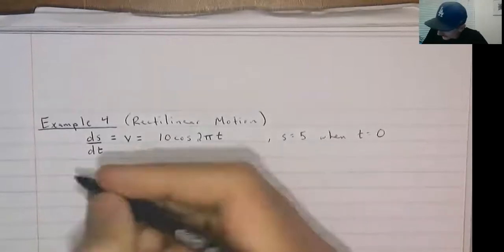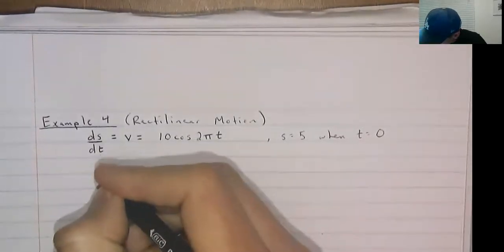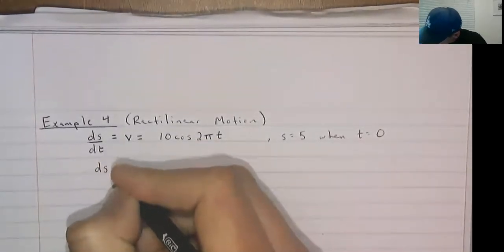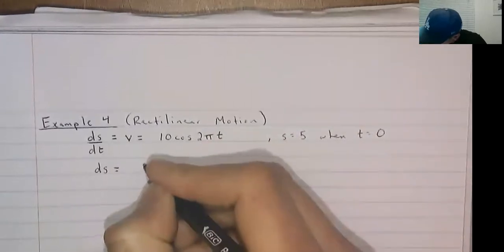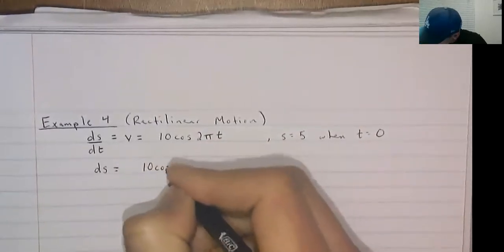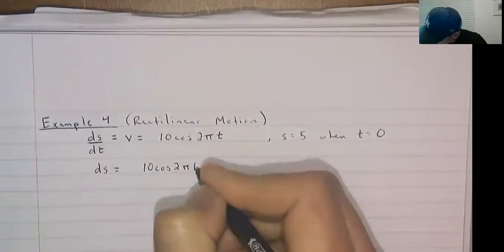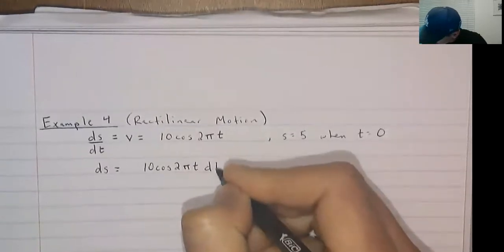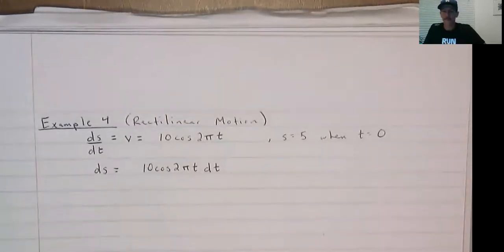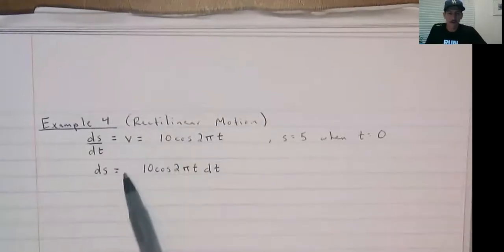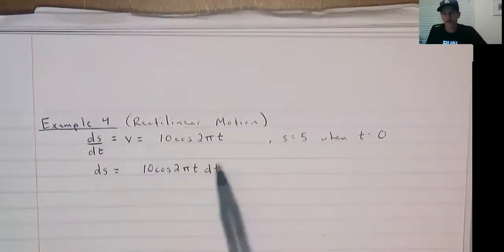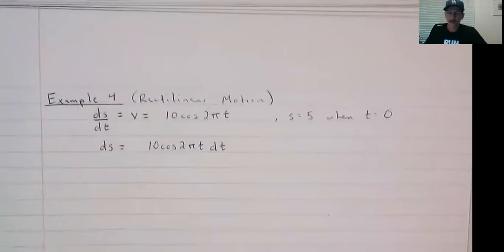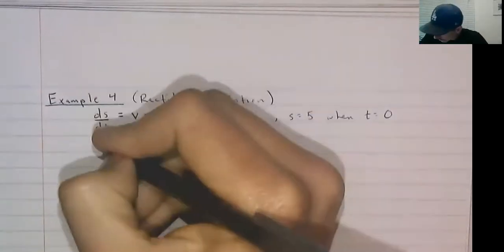And so separating this out, we end up with ds equal to 10 times the cosine of 2 pi t dt. And now we have successfully separated this differential equation, only having s's on the left side, only t's on the right side. So now we can just hit both sides with that integration symbol.